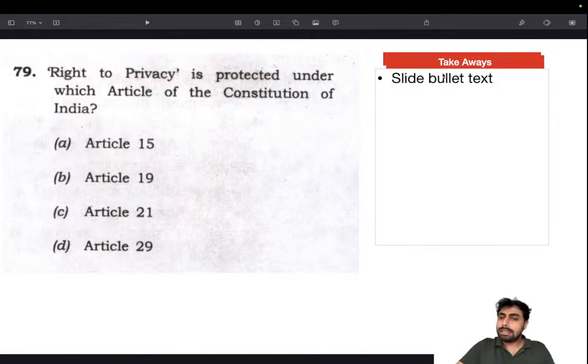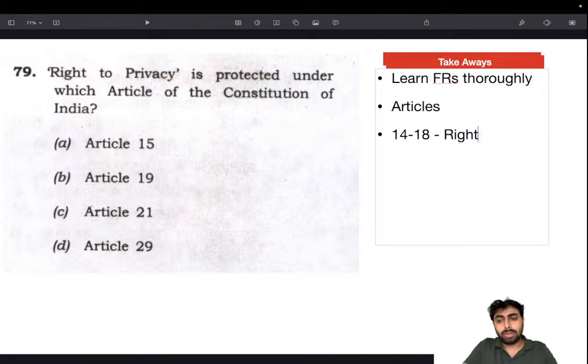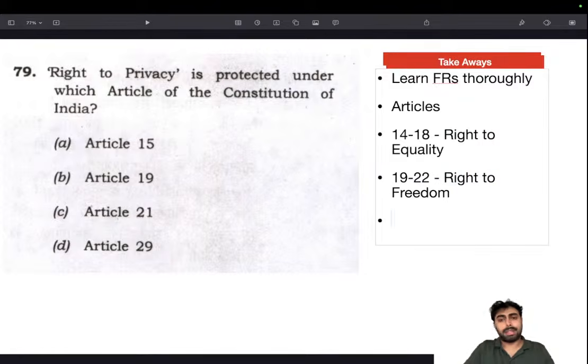So learn fundamental rights thoroughly, and be sure about articles as in 14 to 18 right to equality, then 19 to 22 right to freedom, things like that. You need to categorize these articles from 14 to 32. You need to categorize it, okay?